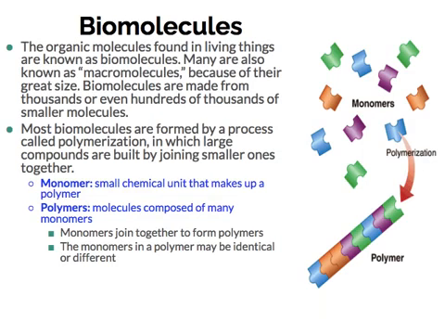Now we have these two terms, monomers and polymers. So the monomer is the small chemical unit that makes up a polymer. So here in this diagram, you see monomers are kind of like the puzzle pieces or building blocks. The polymers are molecules composed of many monomers. So polymers here are kind of like the completed puzzle or the building itself. But the formation of monomers going into polymers again is known as polymerization. Monomers join together to form polymers, and the monomers in a polymer may be identical or different just depending on the biomolecule.